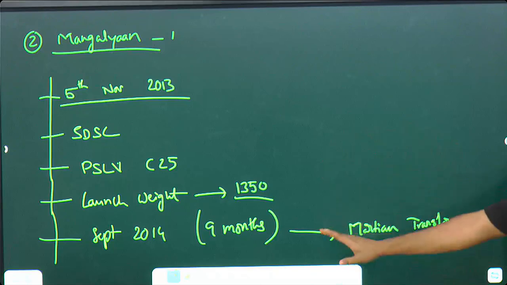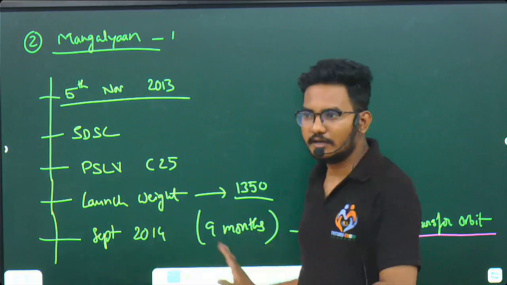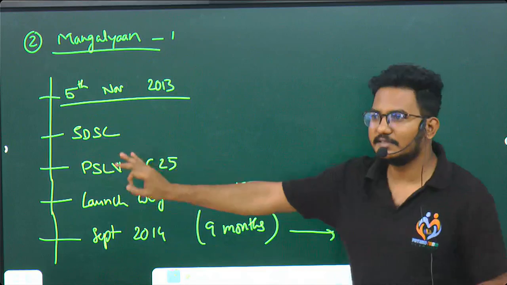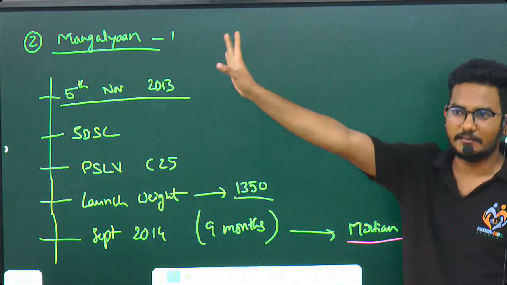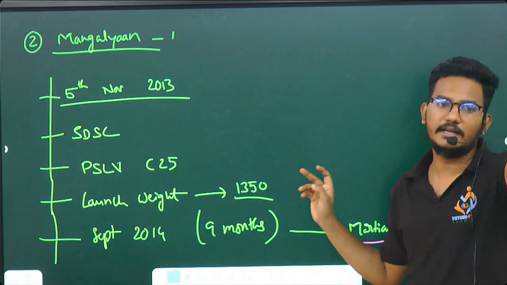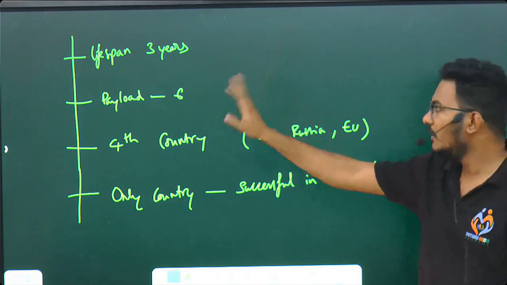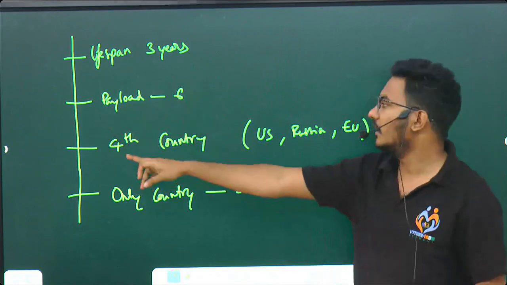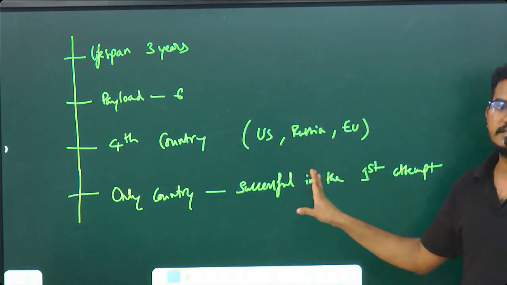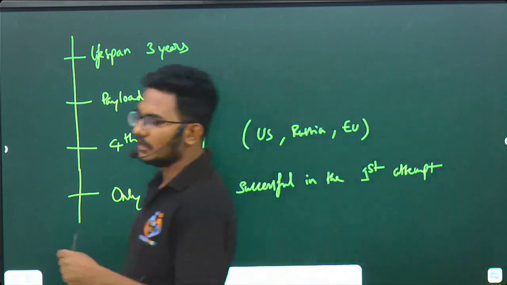So one more time, quick revision. Launched on 5th November 2013, and it reached in September 2014. Launched from Satish Dhawan Space Center. Launch vehicle PSLV C-25. That one is PSLV C-11. Launch weight is 1350, that is 1380. Lifespan is 3 years, and it has performed more than 3 years. Payloads we have used are few, only 6. Fourth country to reach this achievement. Before, USA, Russia and European nations had already done this, and we are the only country that succeeded in the first attempt. So this is mission Mangalyaan.